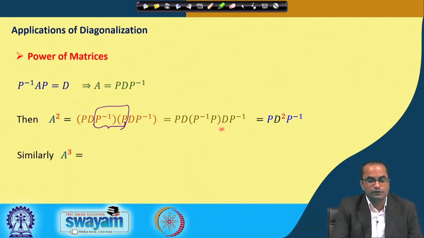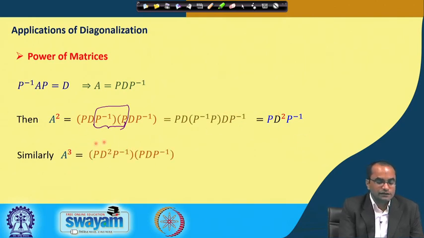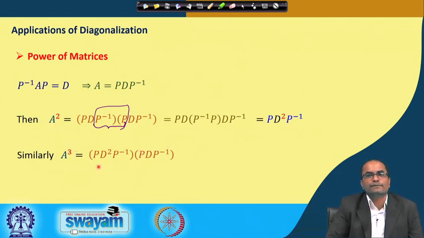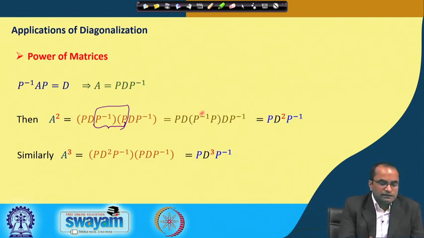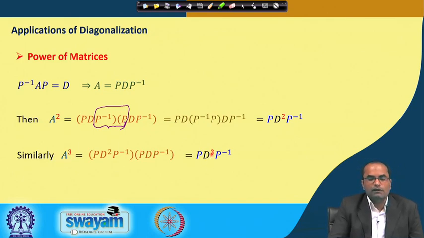For example, for A cube a similar structure will happen. We have P D square P inverse for A square, and then it is multiplied again by A, and this P inverse P will again become the identity matrix, and we will have P D cube P inverse. So, what is the point here? We can see out of these calculations that A power n will be just P D power n P inverse. So, the power on the matrix A translates to the power on the diagonal matrix D.